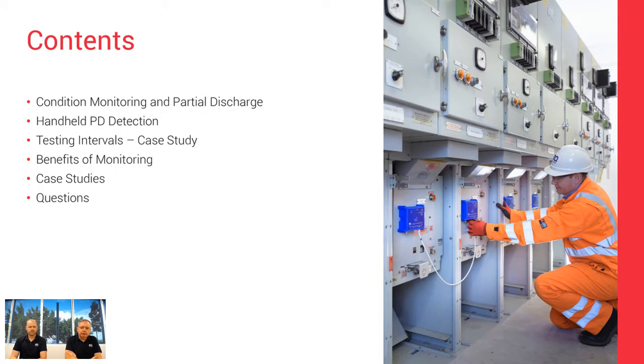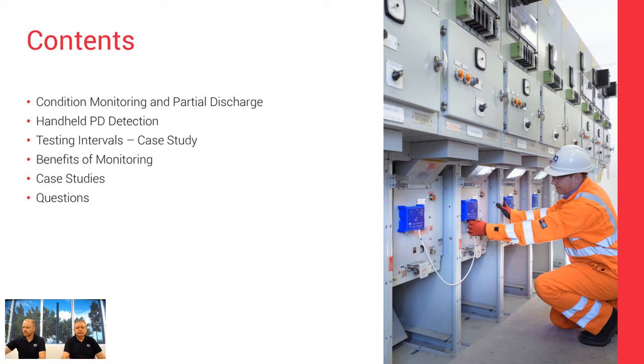So the contents, we'll briefly talk about condition monitoring and partial discharge, why we use those, the reasons for it, and some of the theory behind the different types of PD that we can come across. We'll talk about handheld PD detection. So first, the normal protocol for carrying out partial discharge and using PD for managing assets is using handheld equipment, which is very, very valuable, and we'll show you how that works. And then we'll start looking at the testing intervals and some case studies through that.